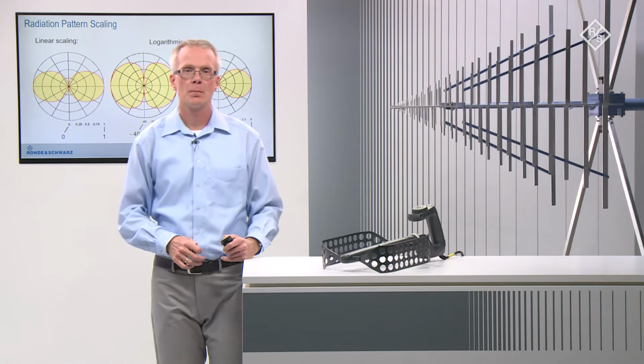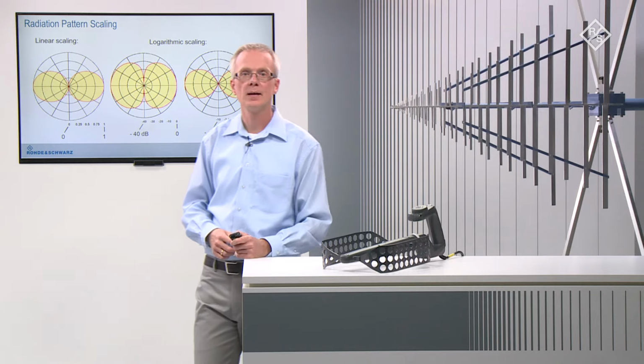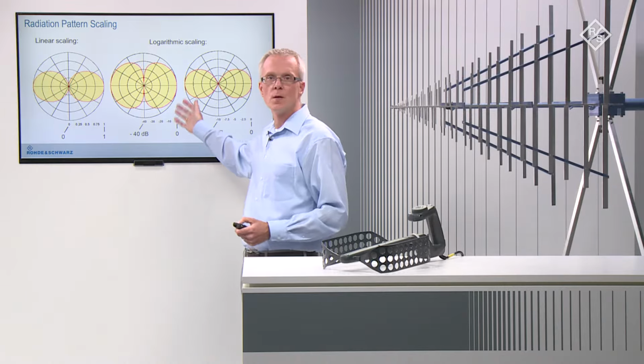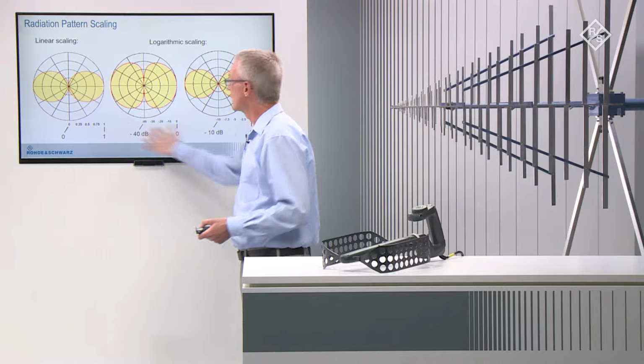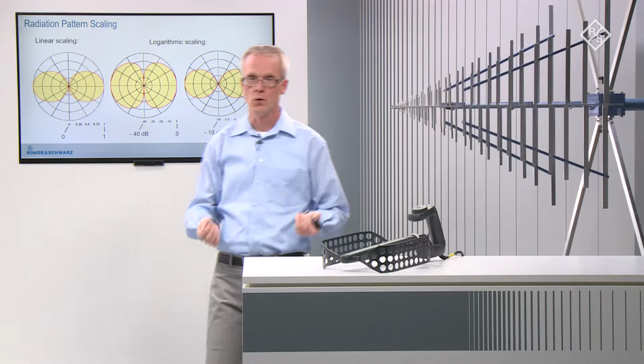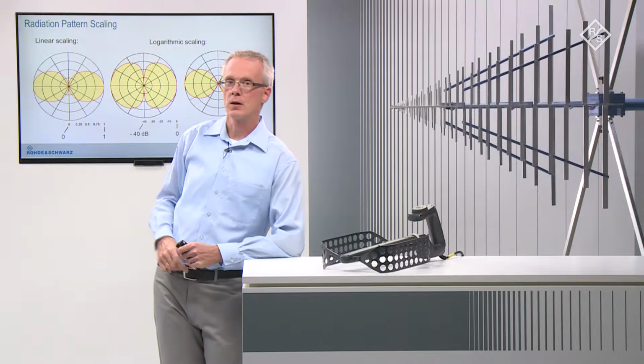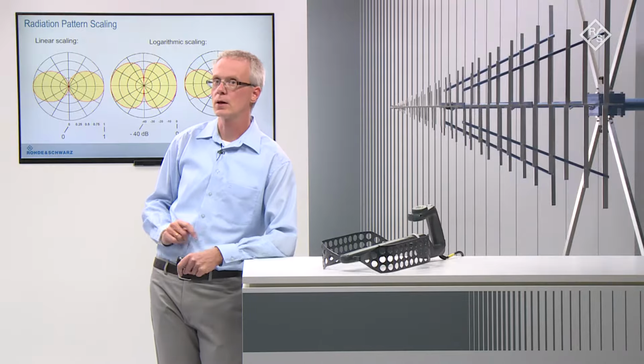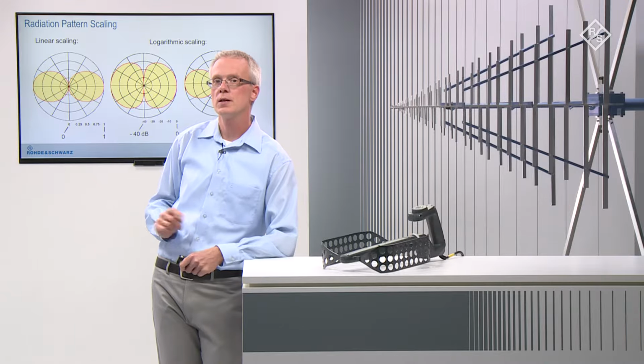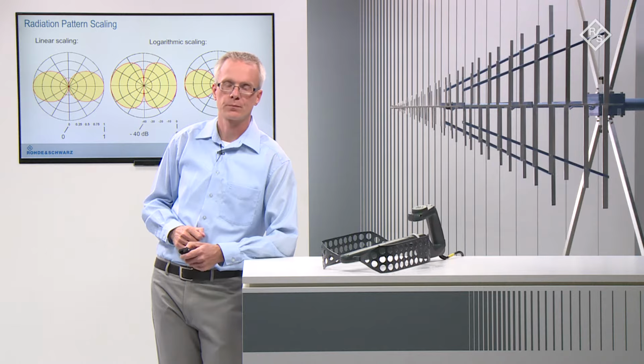When looking at radiation patterns, special attention must be paid to their scaling. Linear or logarithmic scaling is generally possible. The example shows the radiation pattern of the same antenna but with different scalings. In reversal, this also means that a pattern of a particular antenna can be made similar looking to another just by changing the scaling.